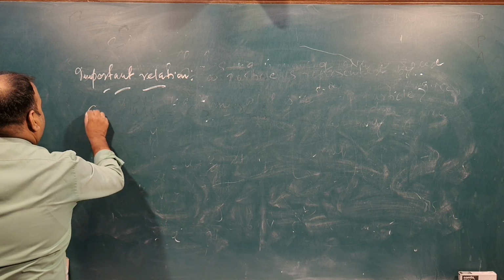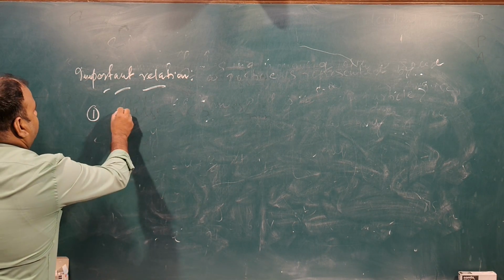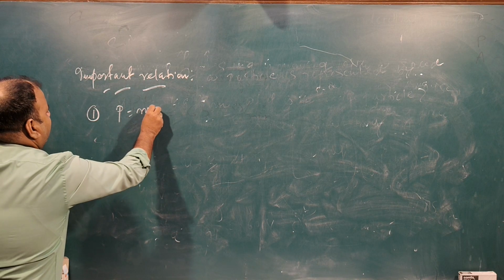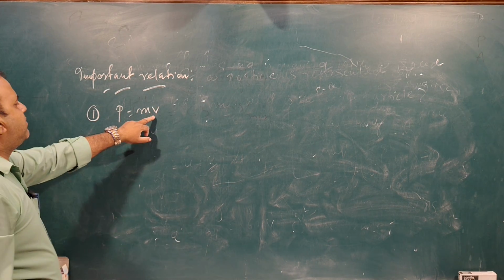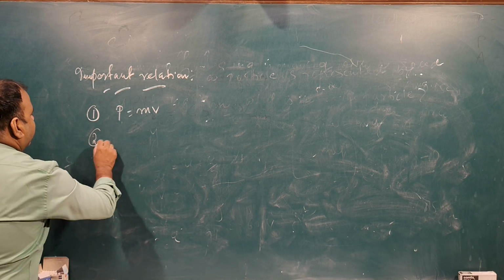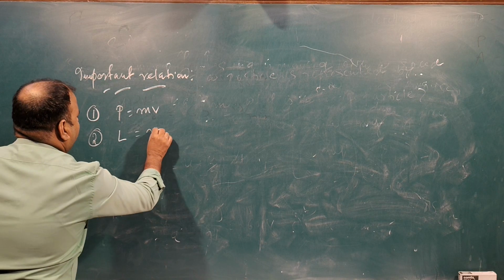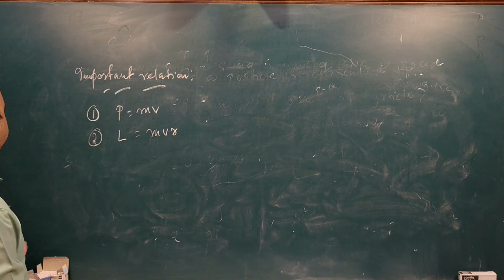So number one, you remember momentum, basically we know that p = mv. Here m means mass, v means velocity, p means momentum. Number two, angular momentum L is equal to mvr. This is a formula related with angular momentum.